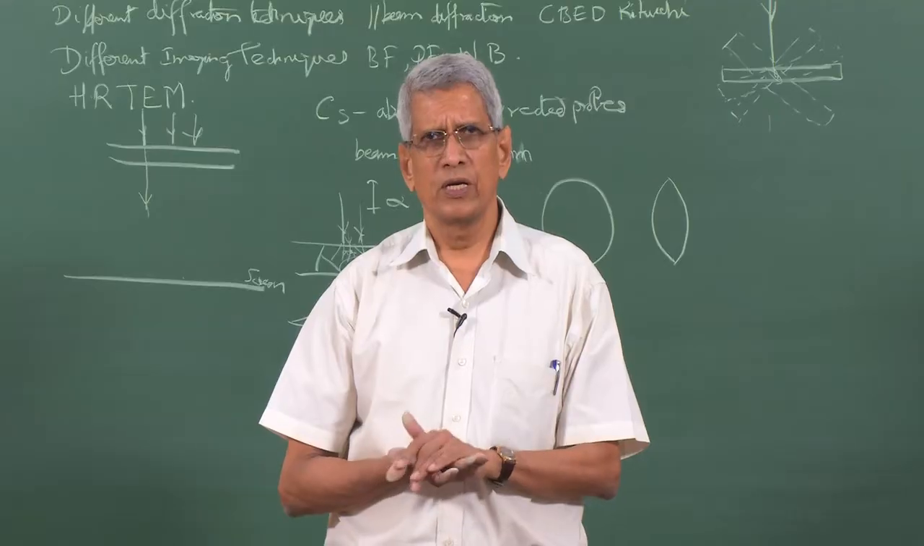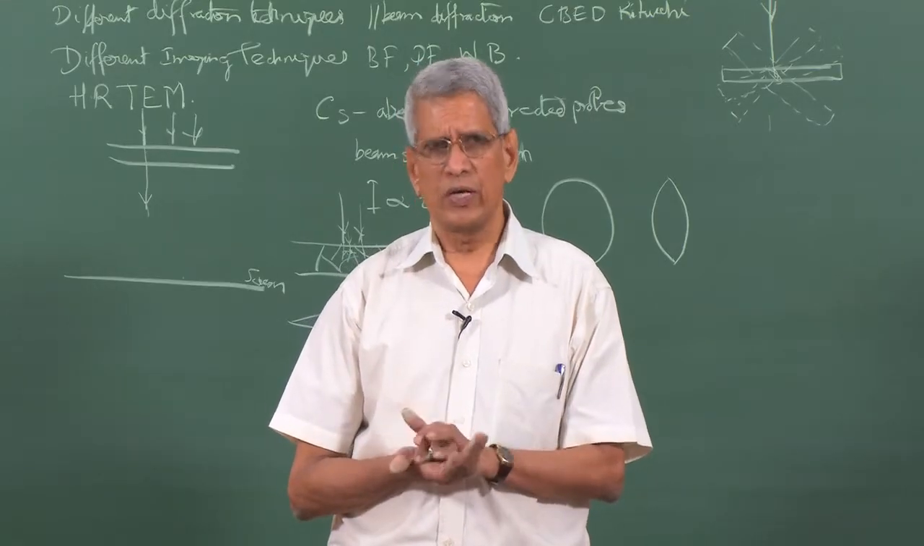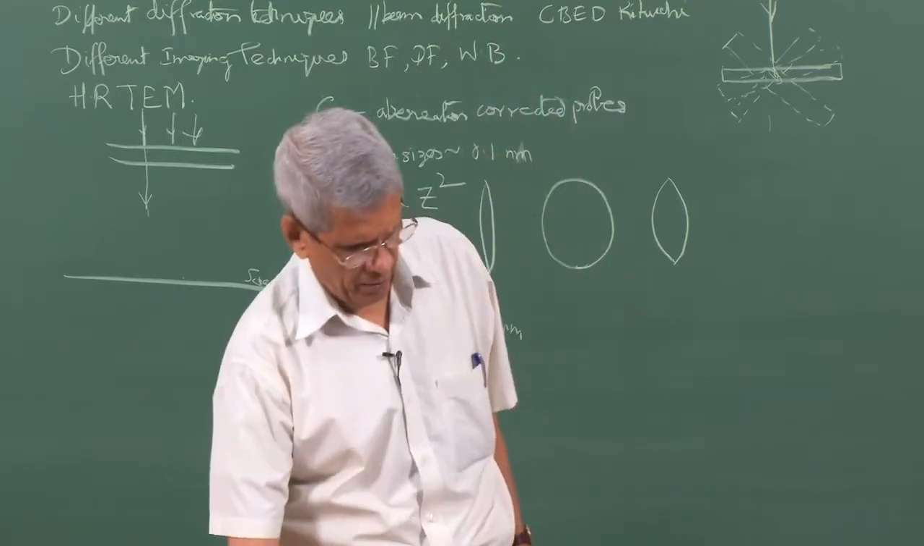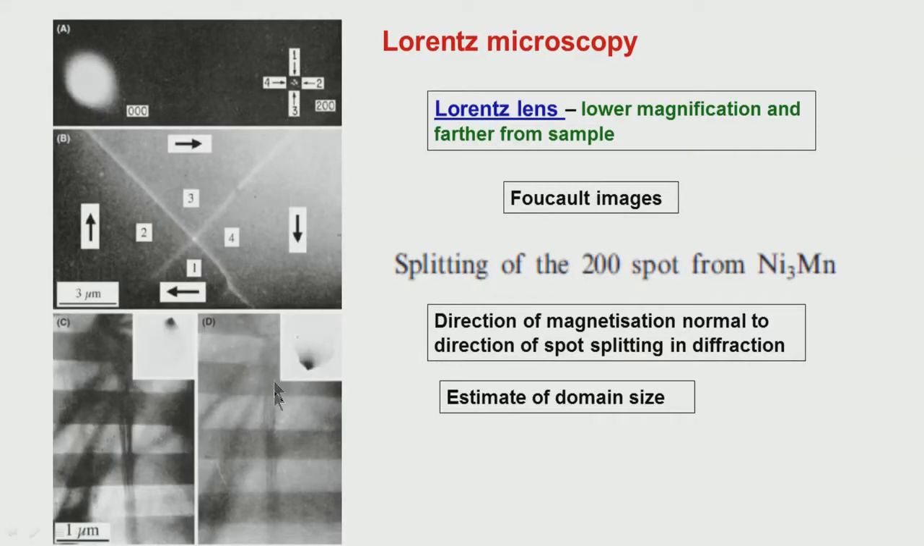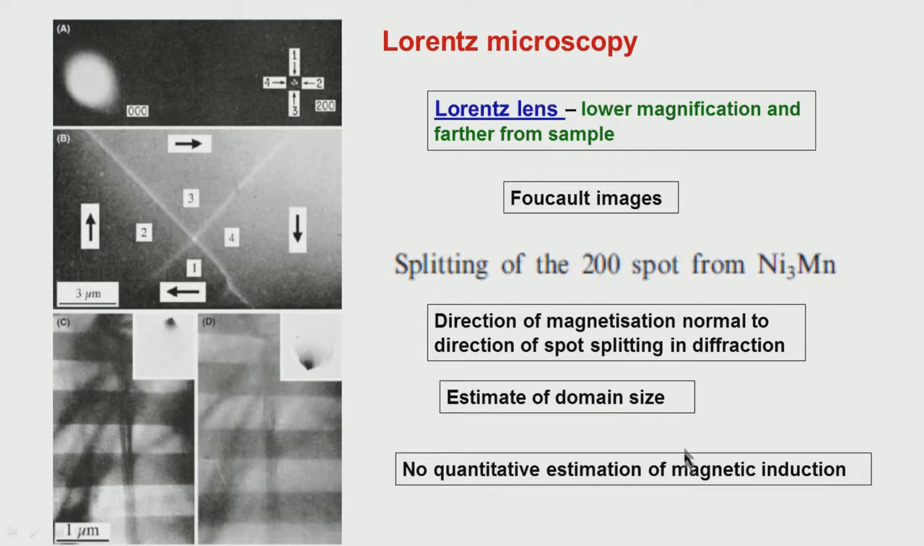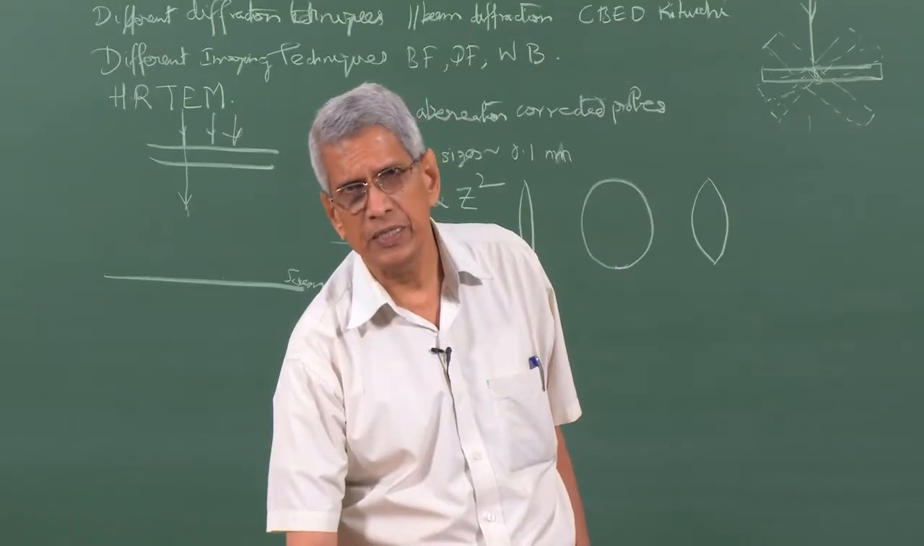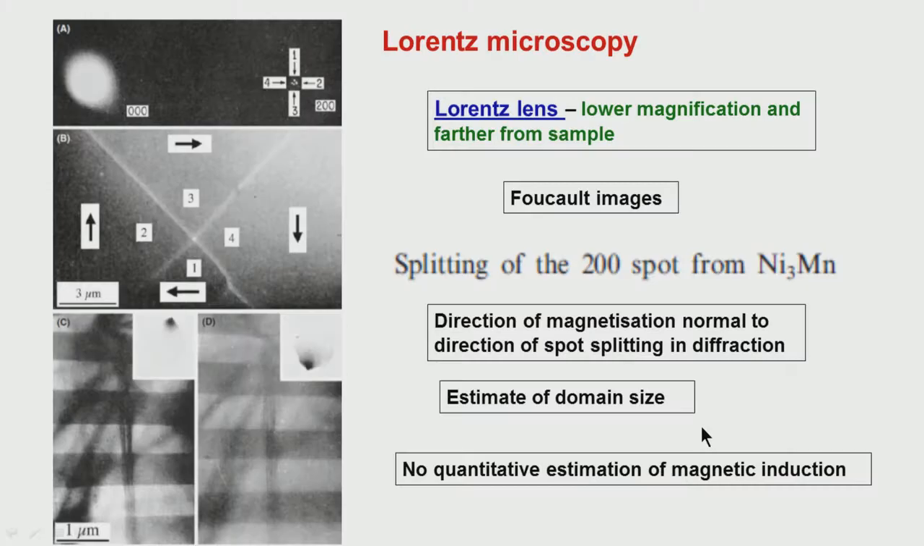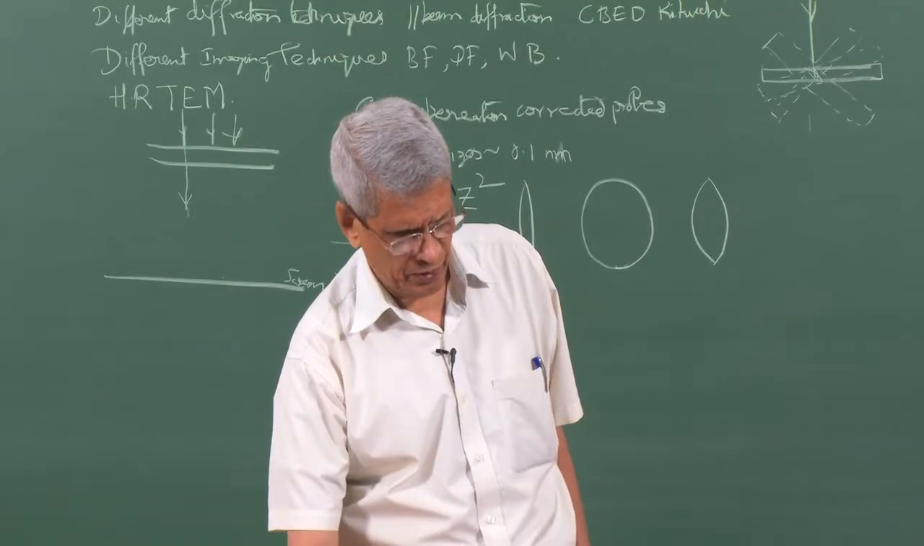What all the uses, this can be used to find out the size. Looking at this sort of micrographs, we can find out the domain size information. But from these images we can't get any information about the magnetic field itself, that is magnetic induction. That information cannot be obtained. No quantitative estimation can be done from Lorentz microscopy.